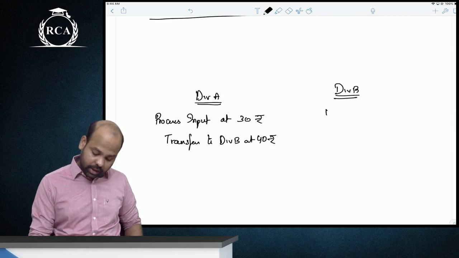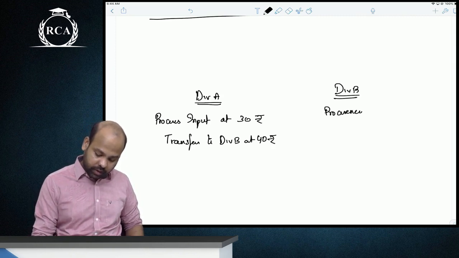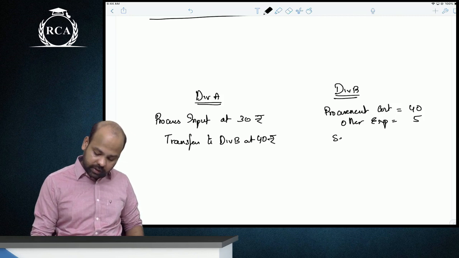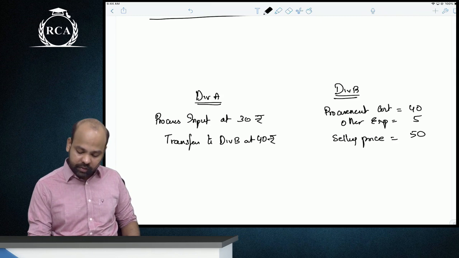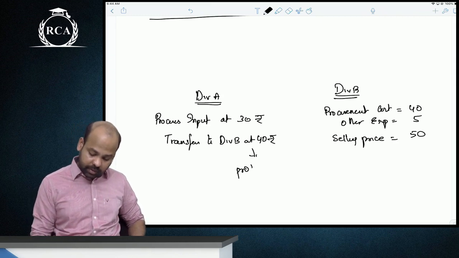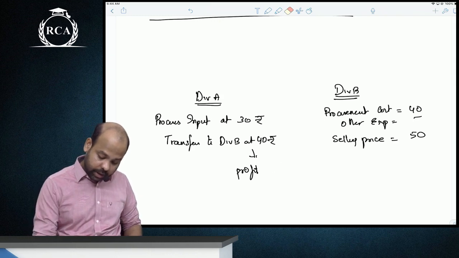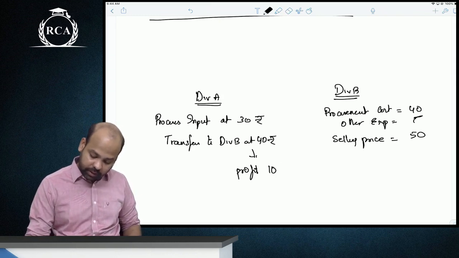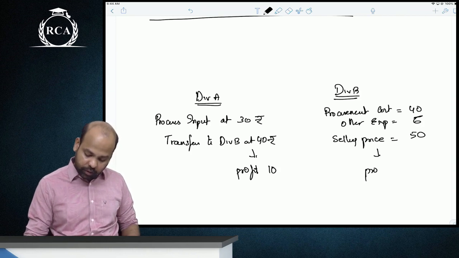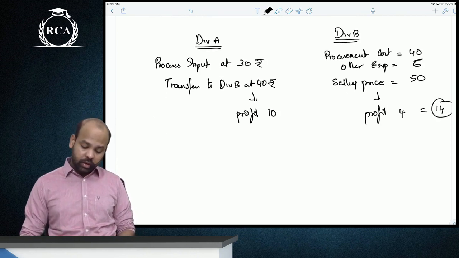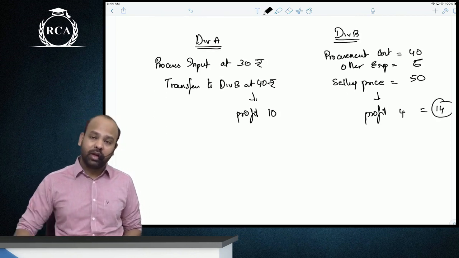Division B's procurement cost is 40. They incur other expenses of 6 rupees, and they sell to an external customer at 50 rupees. So division B is making a profit of 4 rupees, and division A is making 10 rupees. The organization as a whole is making 14 rupees.